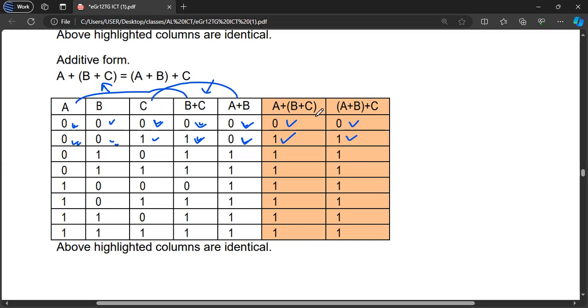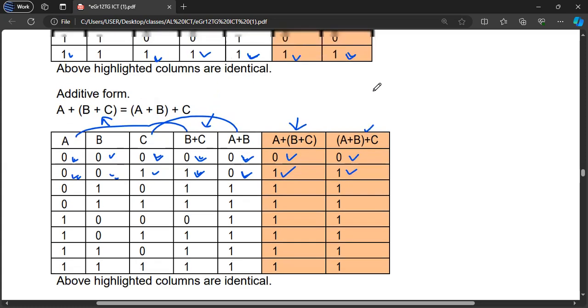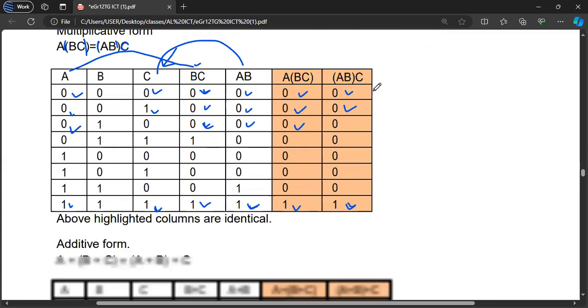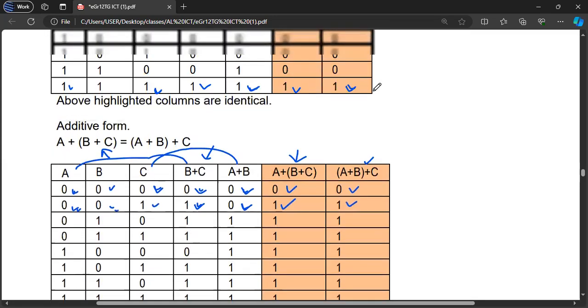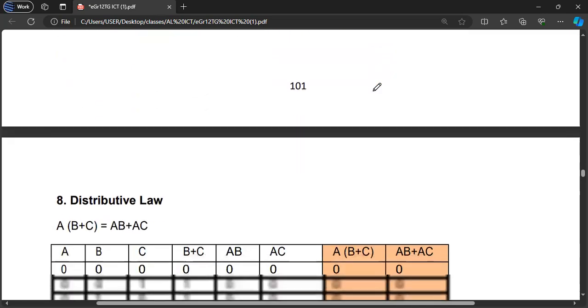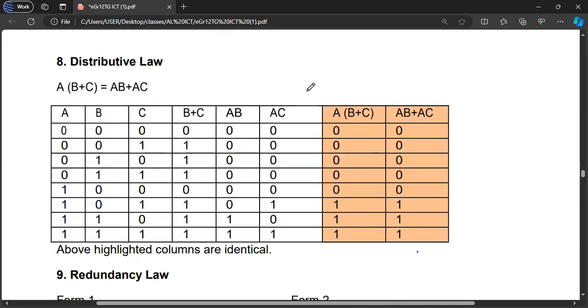So like that, once you fill, you can prove that A plus within brackets B plus C is equal to A plus B within brackets plus C, right? So I think that is also clear. So we are done with the associative law as well, right? So now we are moving to the next law, which is the distributive law.